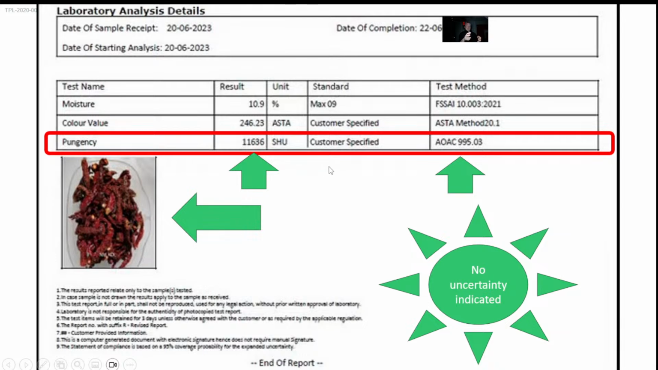So this is a multi-step process involving the conversion of a chromatogram, essentially a raw signal, via a calibration routine to a Scoville Heat Unit. But you have no indication of error here. And when we look at the results I get today, there's no indication of the error associated with that result.